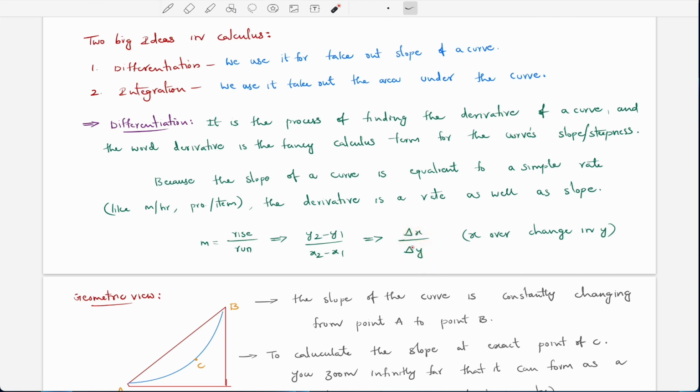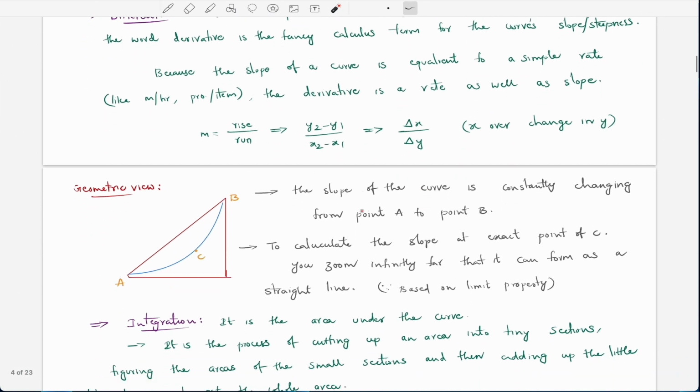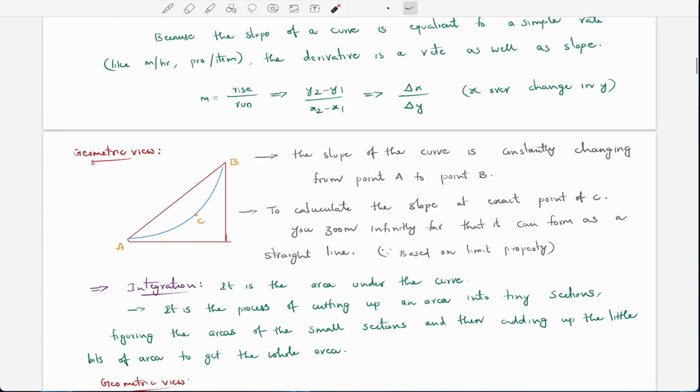I just want to give a geometric view so that you can understand in a better way. It's a regular math problem, right? If we have this, but we have a curve over here, this is c, right? This is c.